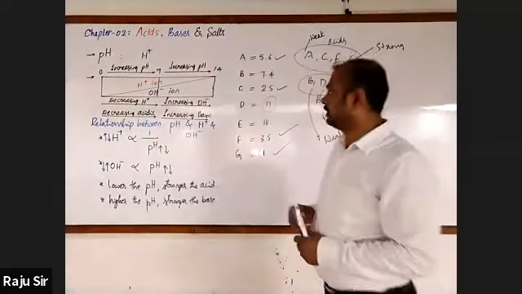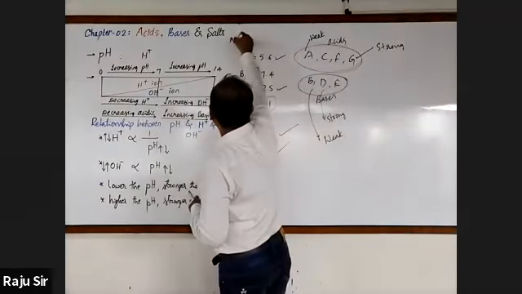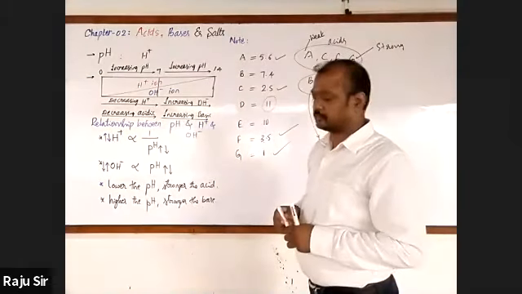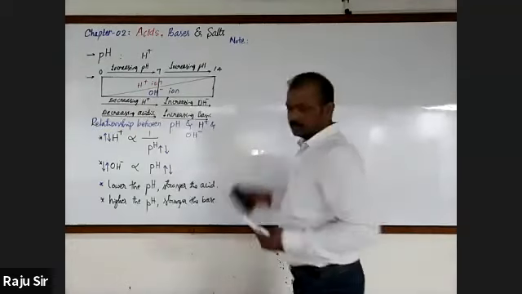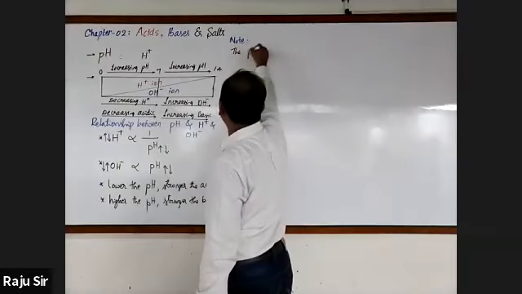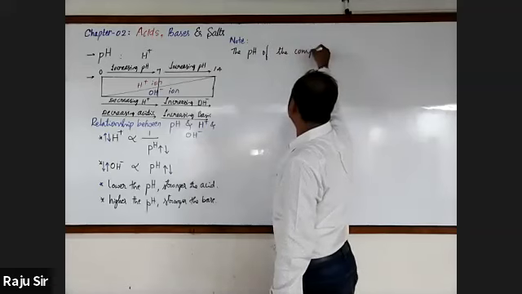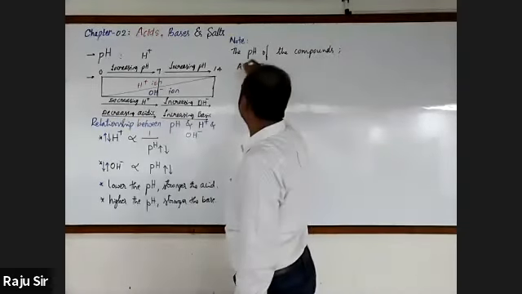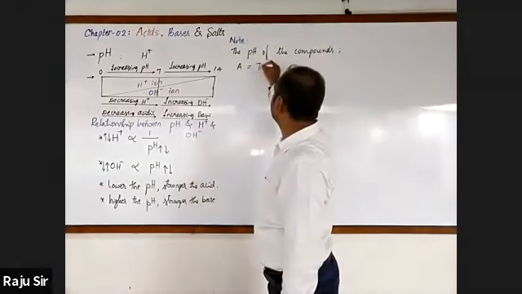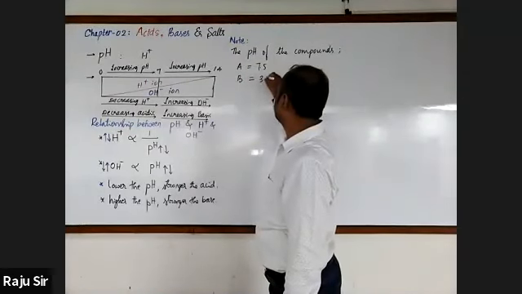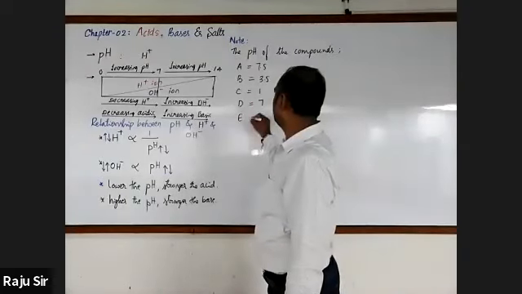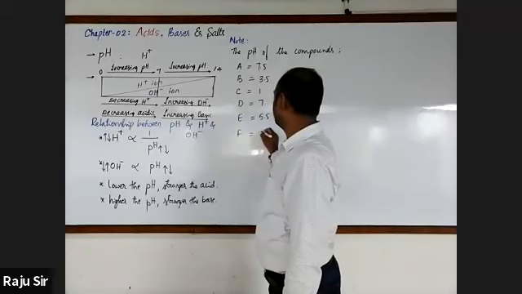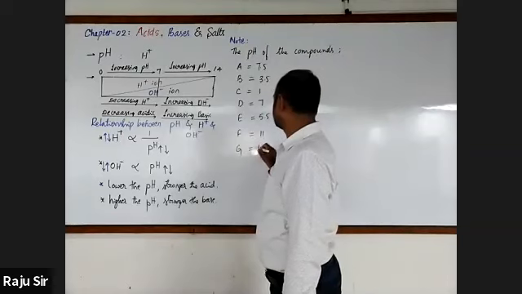Over. Then note the pH of the compounds. You can write: A is 7.5, B 3.5, C 1, D 7, E 5.5, F 11, G 10.5, and H, let us write, 4.5.